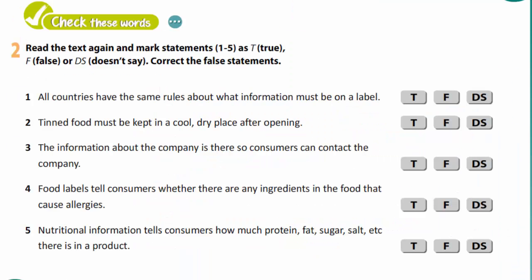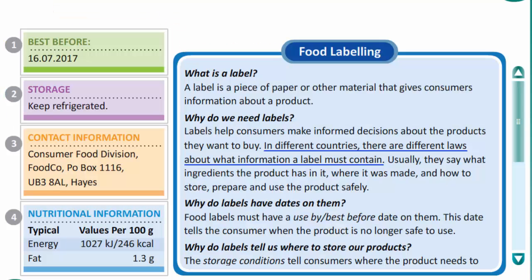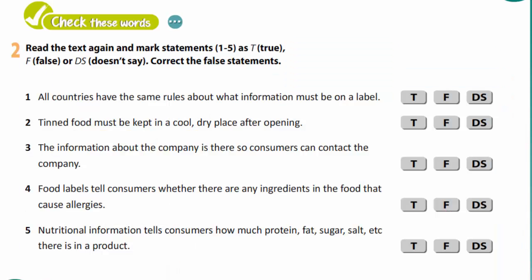In exercise 2, you are to read the text again and mark the statements as true, false, or doesn't say. You are to correct the false statements. For example, sentence 1. All countries have the same rules about what information must be on a label. It is false. Because according to the text, in different countries there are different laws about what information label must contain. You have to finish this exercise yourselves. Now let's watch the video.